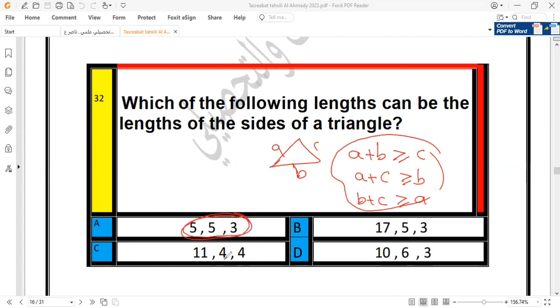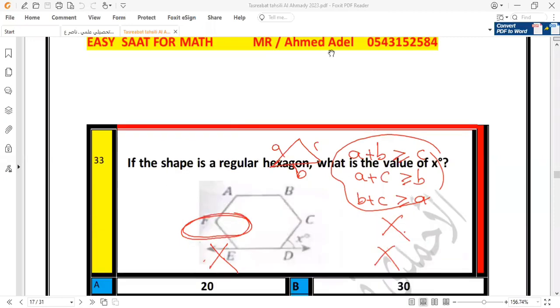But here 4 plus 4, 8, is not greater than 11. 3 plus 5, 8, is not greater than 17. 3 plus 6, 9, is not greater than 10. Okay, the sum of two sides must be greater than or equal to the third side.